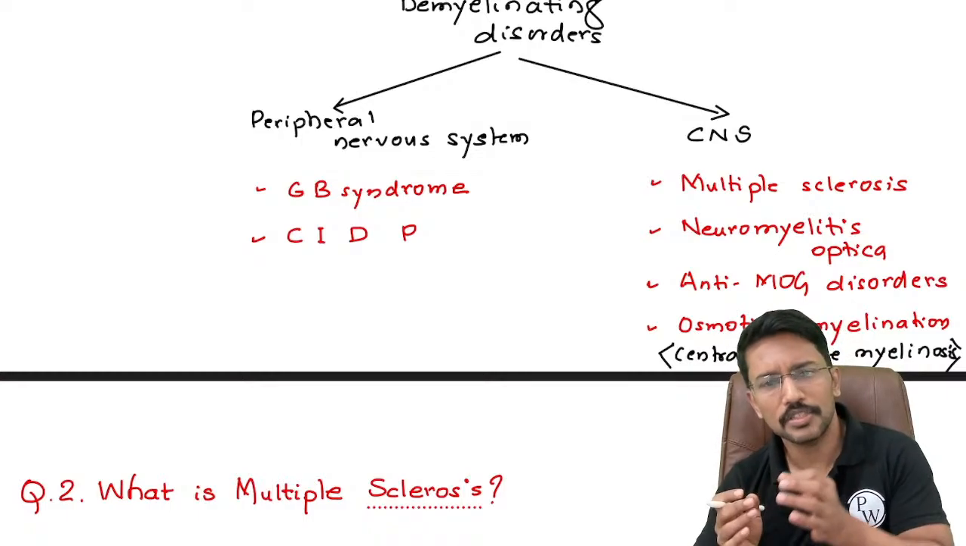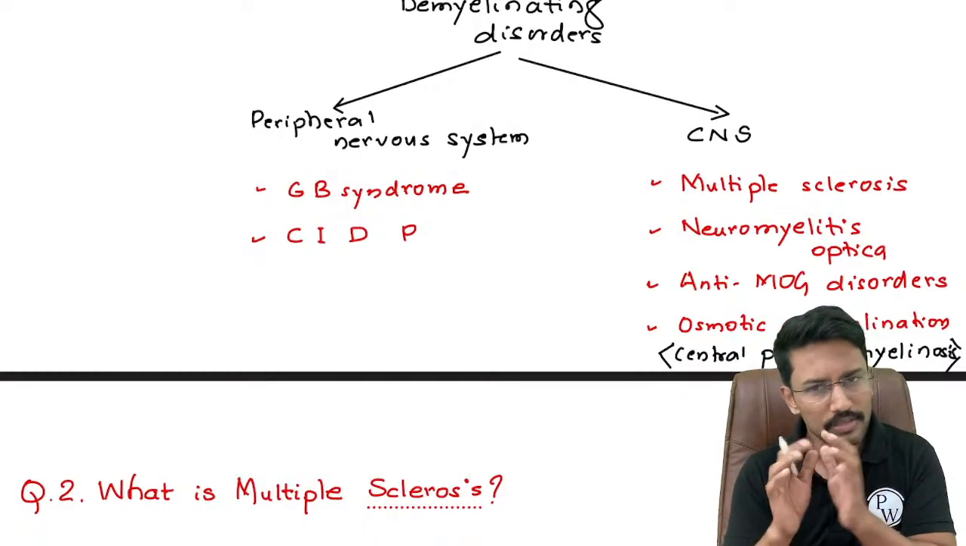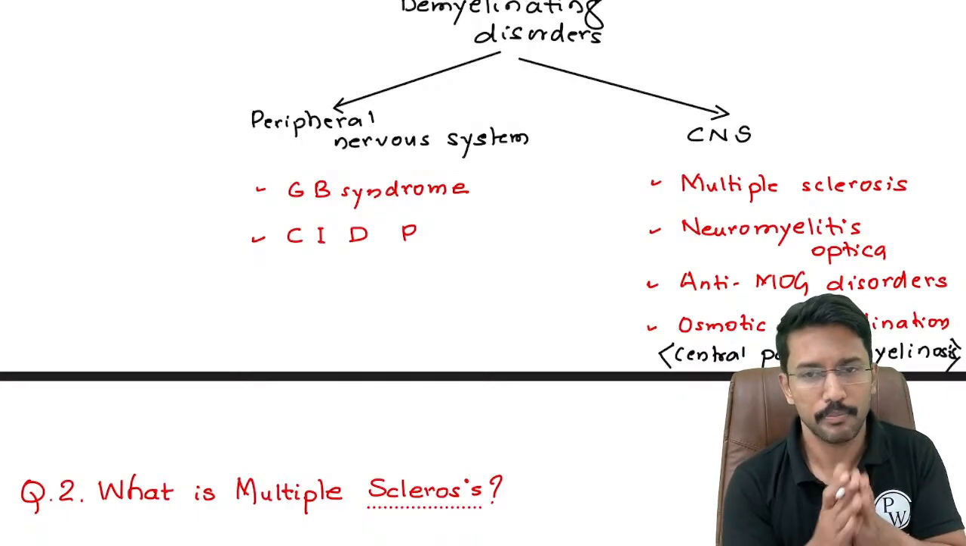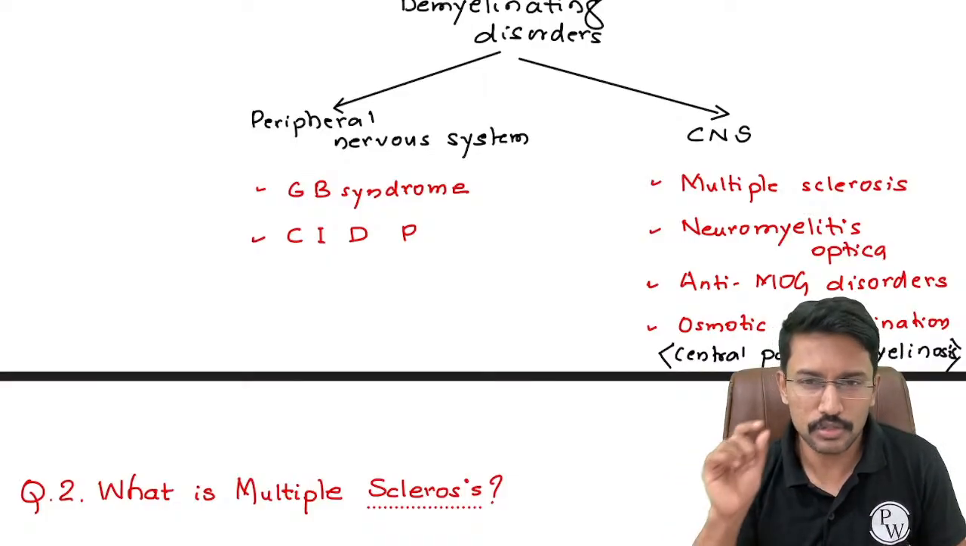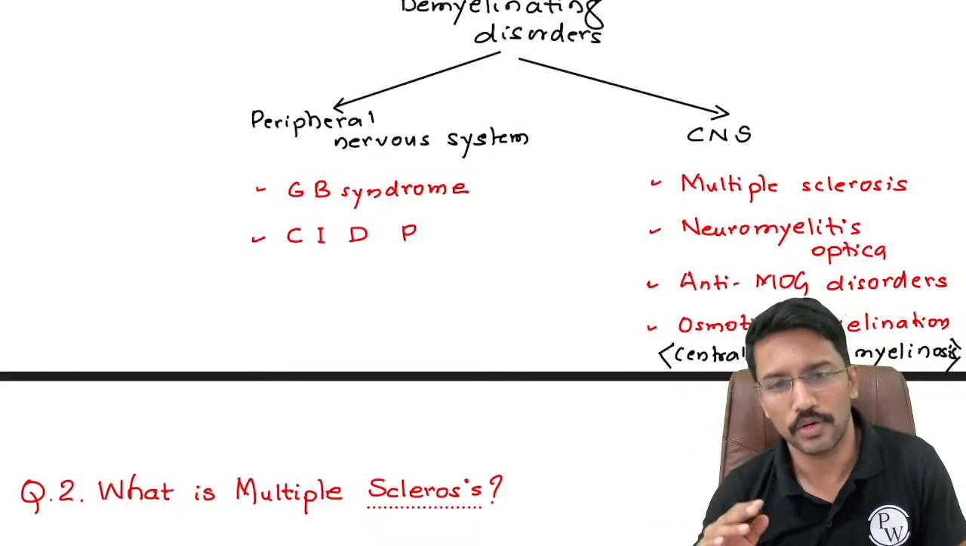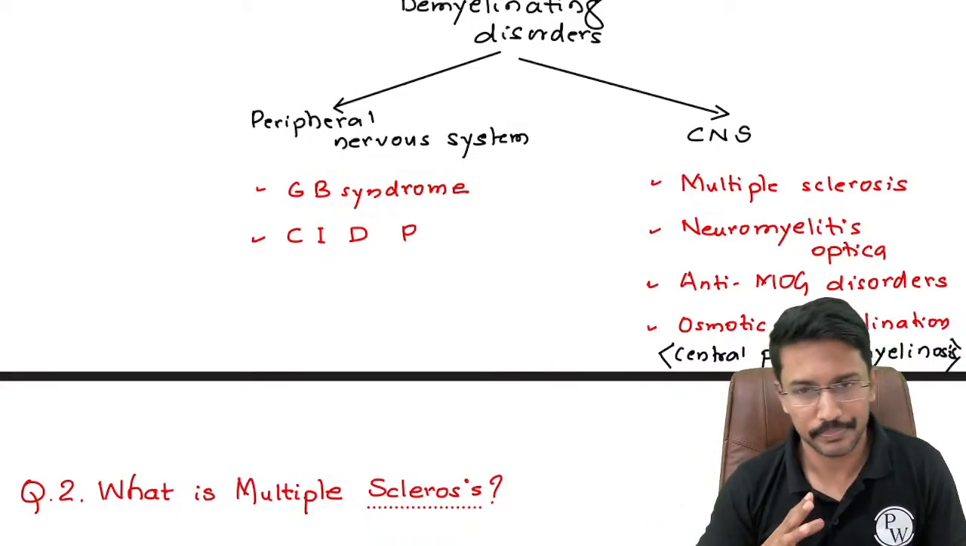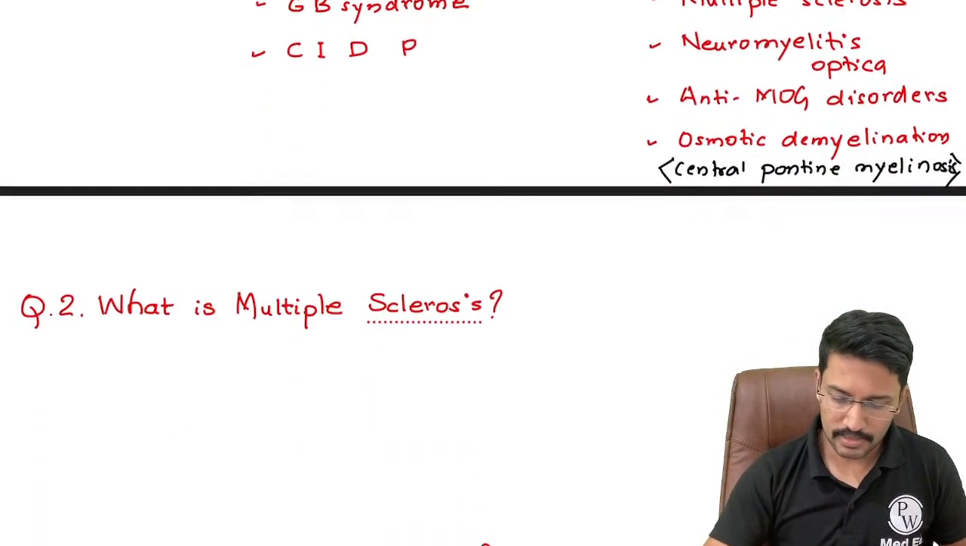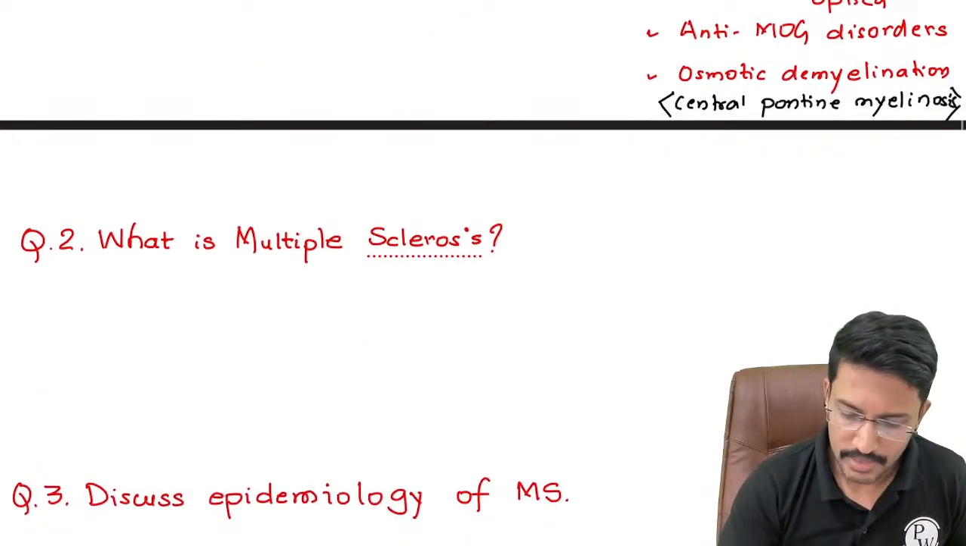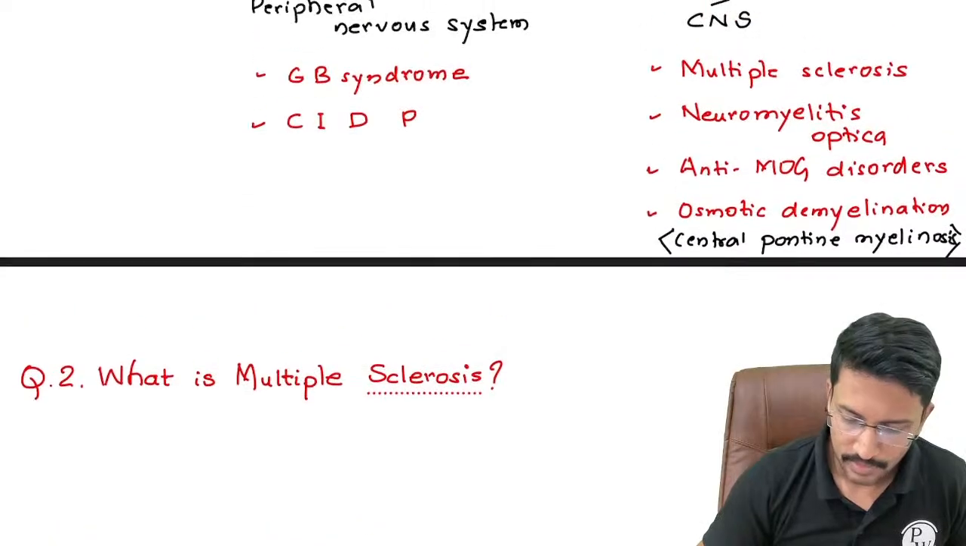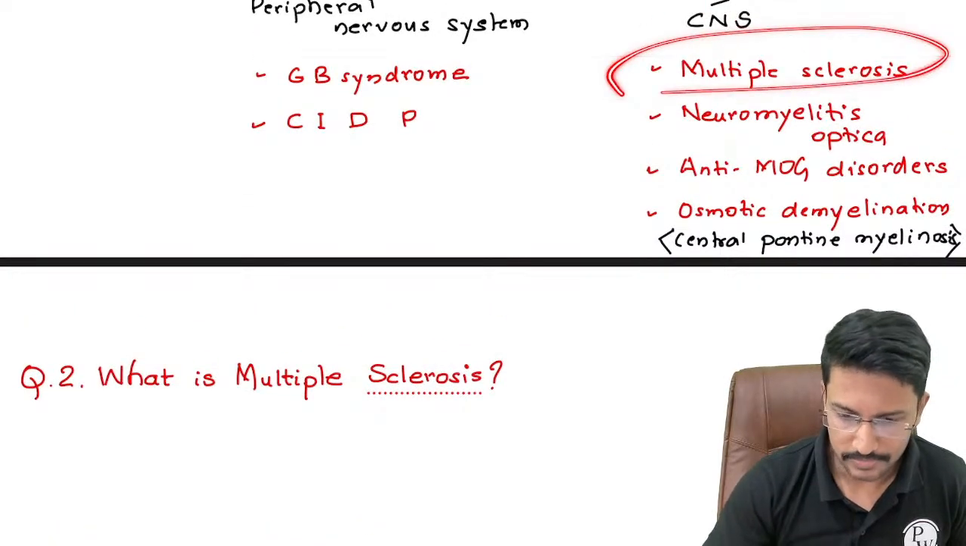So in all these conditions, what is the underlying problem? For some reason, the myelin sheath is getting damaged, making the conduction of electrical impulses through the neurons much slower, almost close to nil, right? Okay, so that is the basic understanding that we need to have. With that basic background, let us talk about multiple sclerosis.